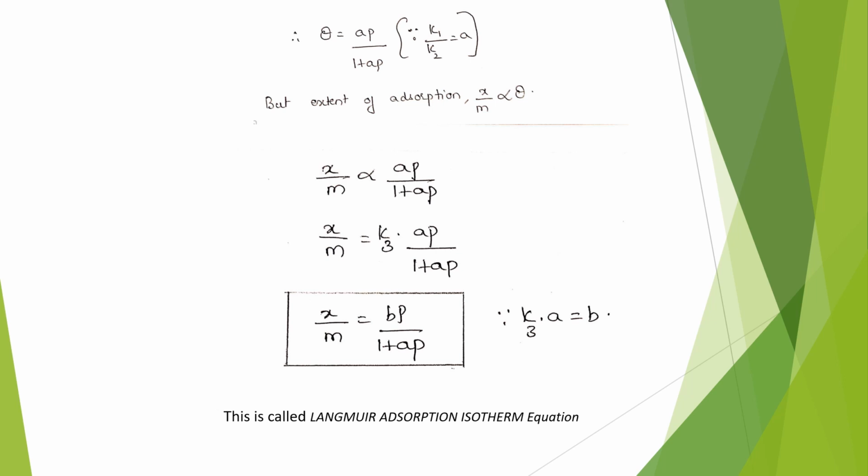So what is this B over here? Look at the above step. K3 is a constant, A is a constant. So constant into constant, a new constant. So here I have taken B as the new constant. So x by m is equal to BP by (1 plus AP), which is called as Langmuir adsorption isotherm equation.